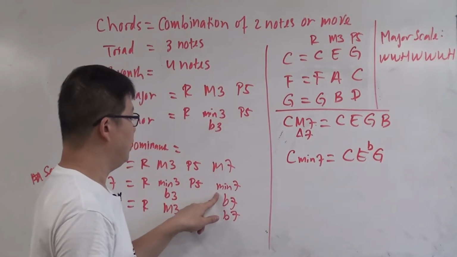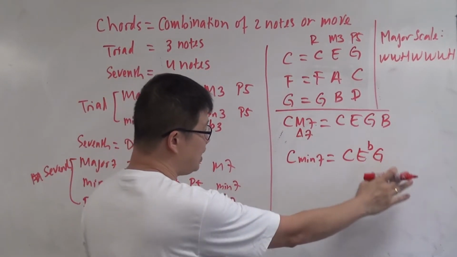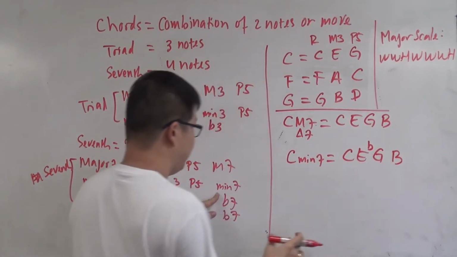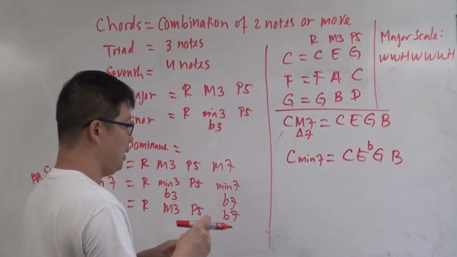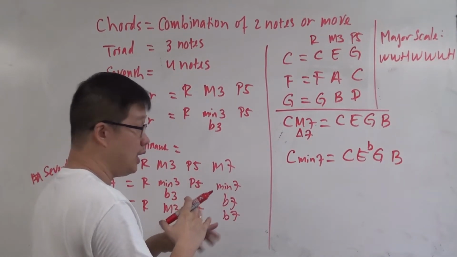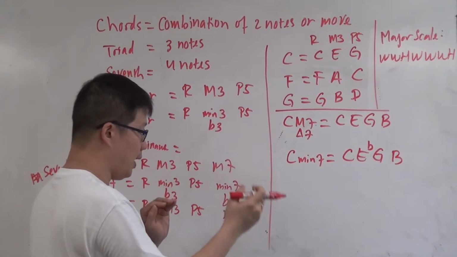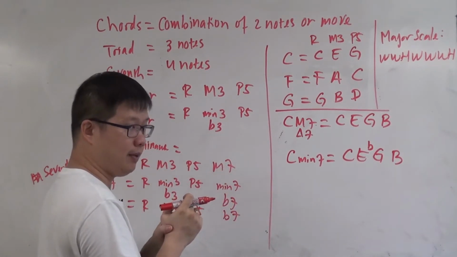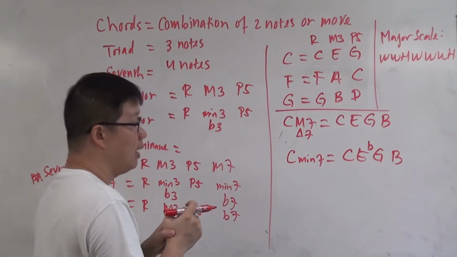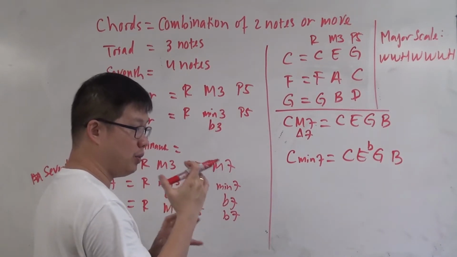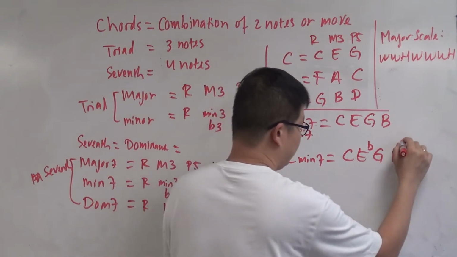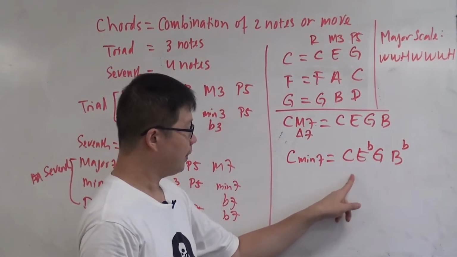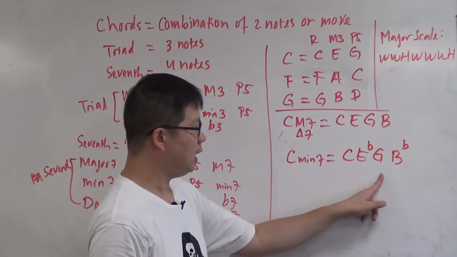And finally, for minor 7. Now in major 7 chords, we are using B. But because the formula says it must be minor, it's not major 7. So major to minor is like decreasing by a half step. Now, decrease by half step, which accidental should we use? Flat. So this is B flat. So the answer for C minor 7 is C, E flat, G, and B flat.